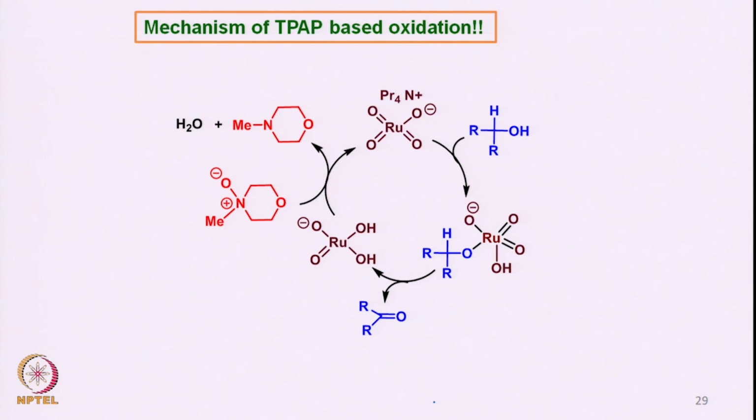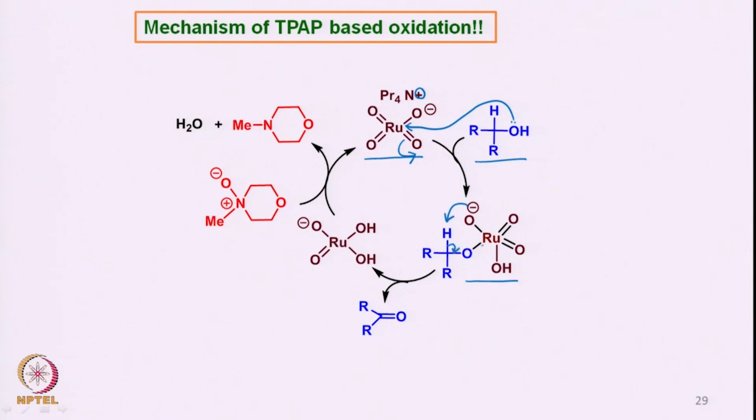It is very similar to the ruthenium tetroxide based oxidation, but here I have shown that the TPAP has a large counter cation, the tetra-n-propylammonium species, that reacts with the alcohol to form this kind of species, where the lone pair of electrons on the alcohol reacts with the ruthenium, with the movement of the electron density onto the oxygen, forming this intermediate, and this intermediate then can take up the proton.